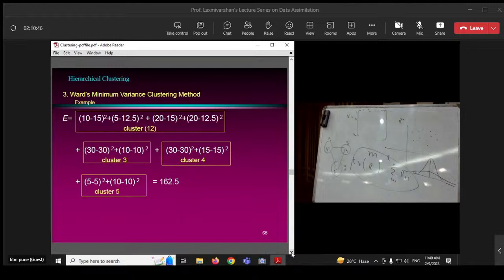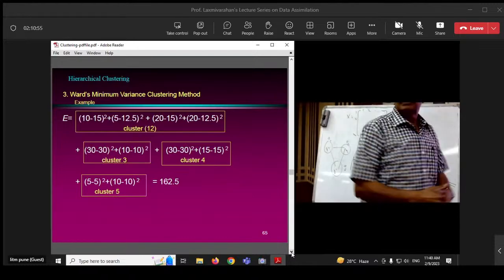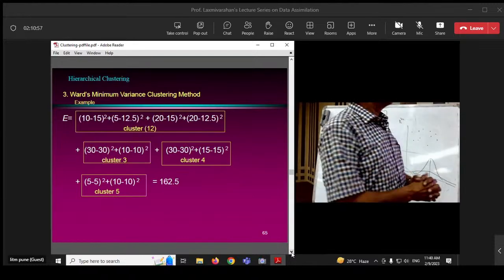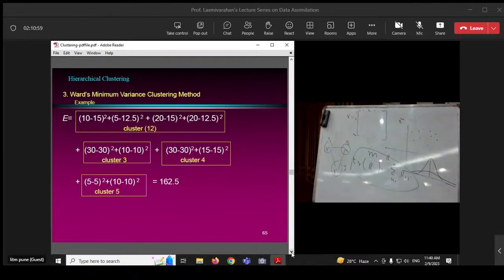Everybody? Yes. So now the next step. I have done 3 and 4 together. I had 5 objects, now only 4 objects. 3 and 4 together, and 1, 2, 5 are remaining.